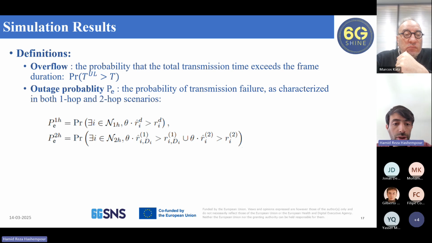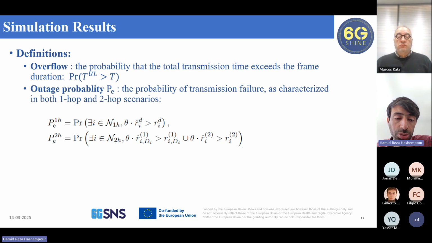So in order to go to the next simulation, I should first define 2 parameters that we use here. One is overflow. By overflow, we mean the probability that the total transmission time exceeds the frame duration. For example, if the duration time is T, the uplink transmission should not exceed this time. Otherwise, we have overflow. The outage is the probability of failure or error for transmission for 1 hop or 2 hop transmission. So in this case, adjusting the discount rate is very important to tuning the error rate for each case of transmission.